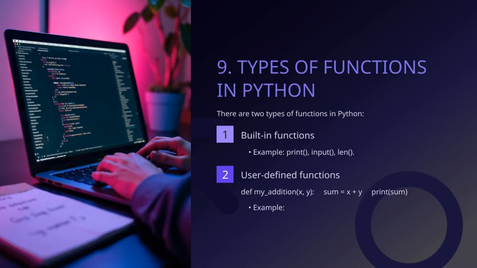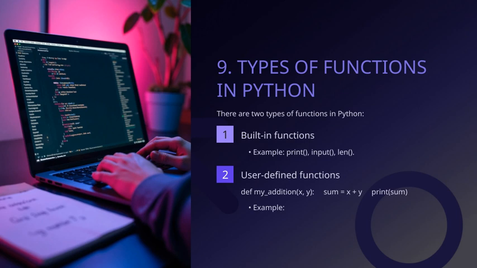Now let's look at the different types of functions in Python. There are two main categories. First, we have built-in functions. These are functions that Python provides for us, so we can use them right away without having to define them ourselves. Examples include print, input, and len. These are really handy because they save us time and effort.